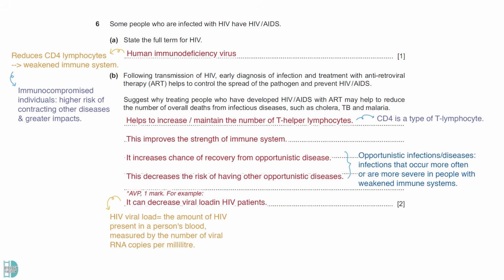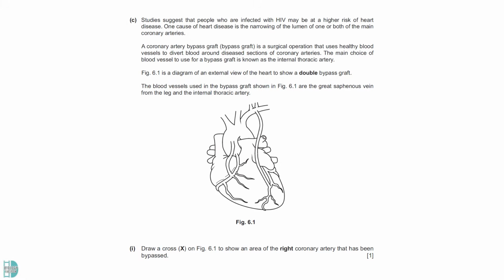There is a mark for AVP. For example, it can decrease viral load in the patient. HIV viral load is the amount of HIV present in a person's blood, measured by the number of viral RNA copies per milliliter. Figure 6.1 shows the coronary artery bypass graft.